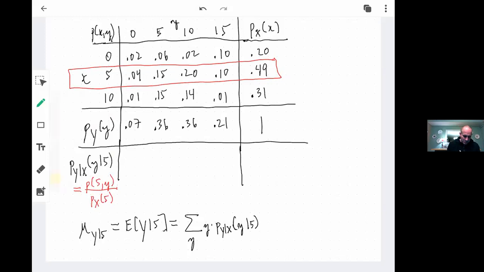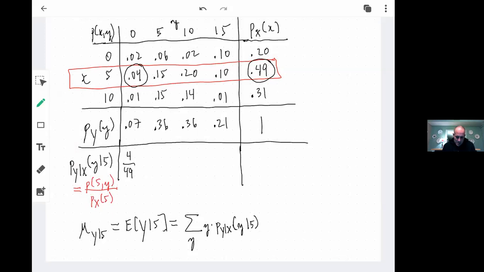And the formula says that what you want to do is compute the joint density at (5, 0), for instance. So Y equals 0 at (5, 0). I see a 0.04, and I need to divide that by the probability of being in the new sample space, and that's 0.49. So for that first one, you would take 0.04 and divide it by 0.49. That would give us the conditional probability of Y being equal to 0. So that's the same thing as 4 over 49 if you think about it for a second.